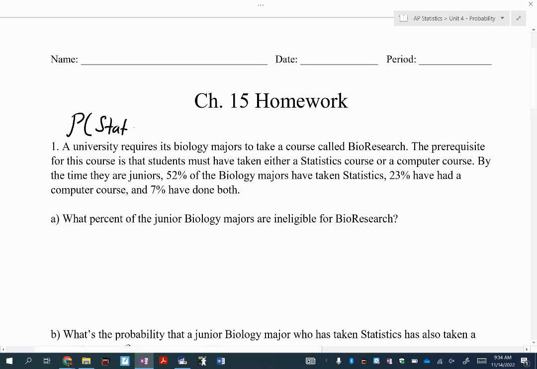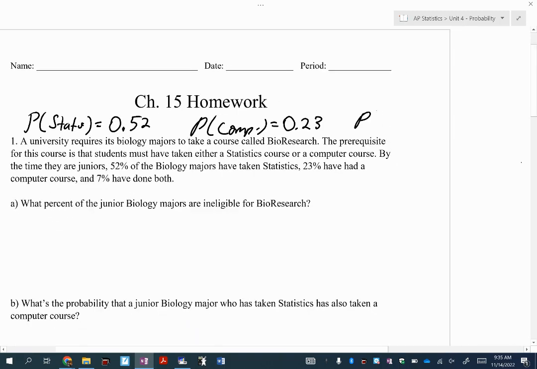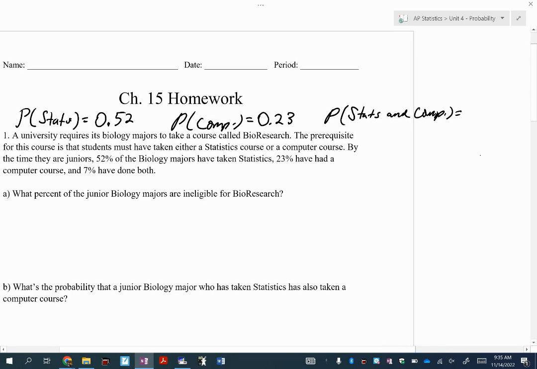52%, so this is stats, 52% have taken stats. Okay, and how many for computer? 0.23. And how many for stats and computer? And if you want to put both, you can put both. 0.07? I didn't want to put both. Personally, if I'm doing this problem, I'm putting both. But I wanted to show you that. When it says both, that's and, right? Stats and computer. Did they need to take both? No. Just needed one or the other.